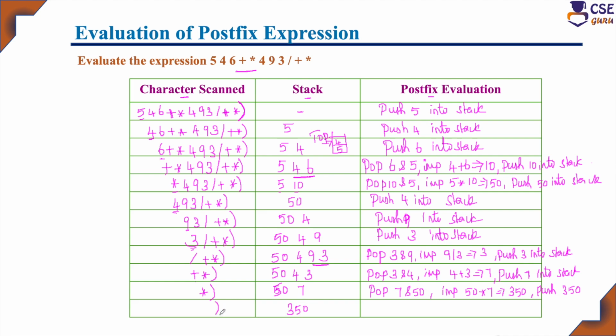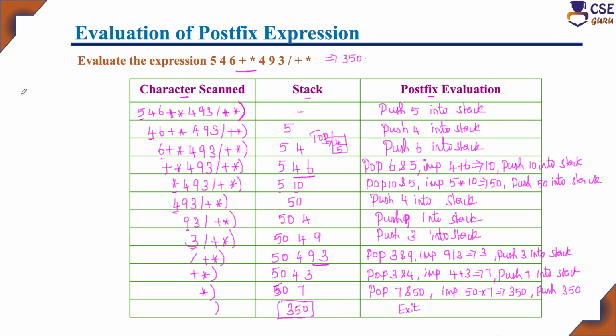The remaining input character is only the closed parenthesis. So the next input character you are going to scan here is the closed parenthesis. So whenever you are encountering a closed parenthesis, it represents the end of the expression evaluation. That is, expression evaluation comes to an end. There is no more input character to scan. So exit. The algorithm comes to an end. And what is the result of this expression? The result is 350. Okay.